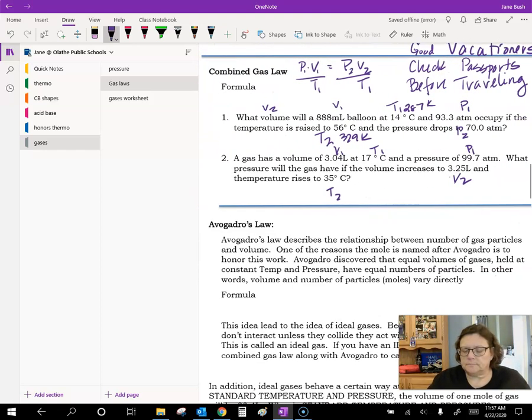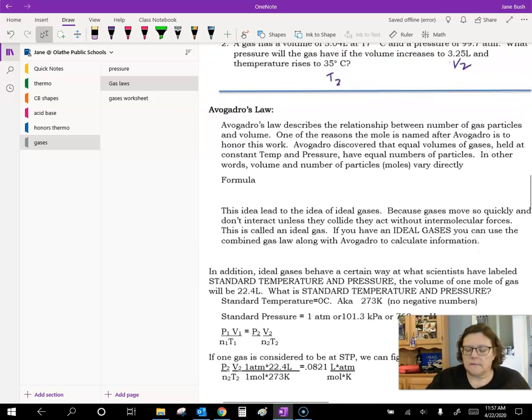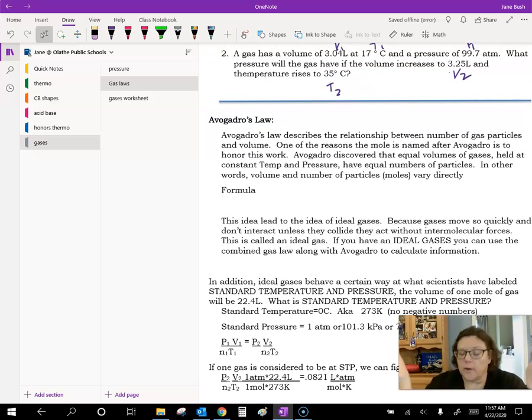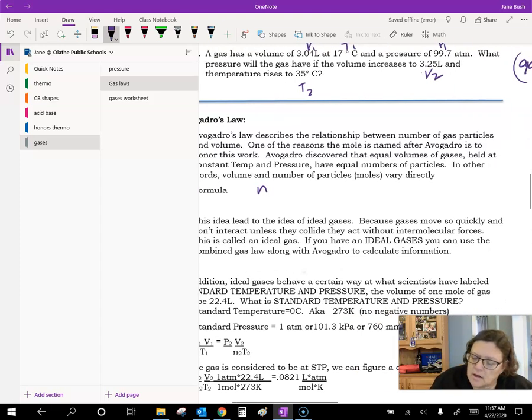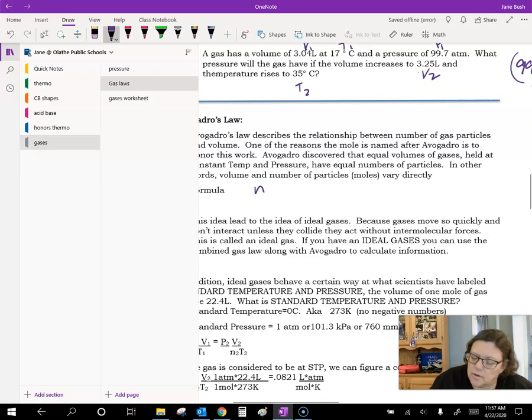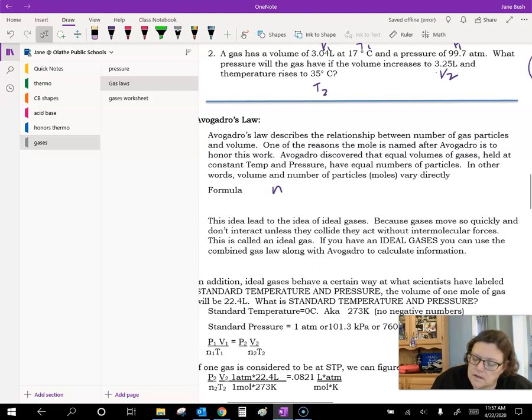All right. Avogadro's law, we're going to throw in the number of particles now. Avogadro's law says that equal volumes of gases at constant temperature and pressure have equal numbers of particles. So there's a direct relationship between number of particles and the volume. That's what I'm looking for. So because we have volume on top, we're going to put number of particles on the bottom.